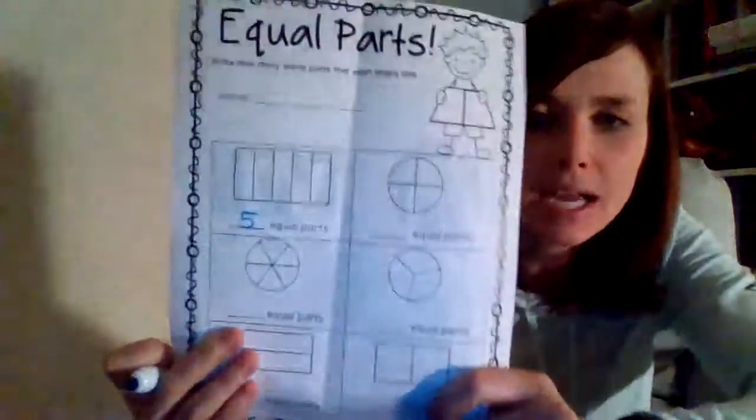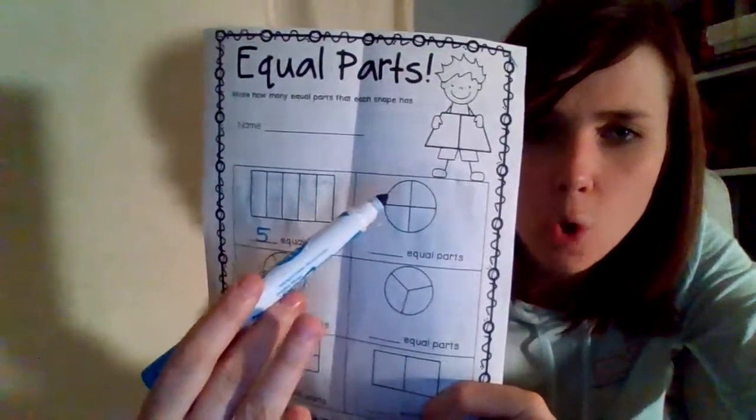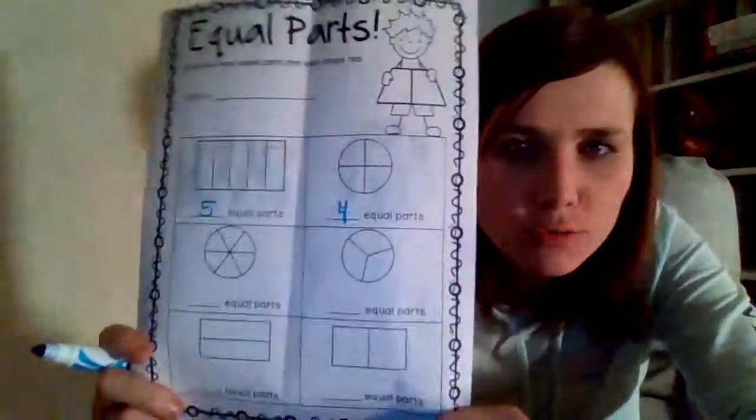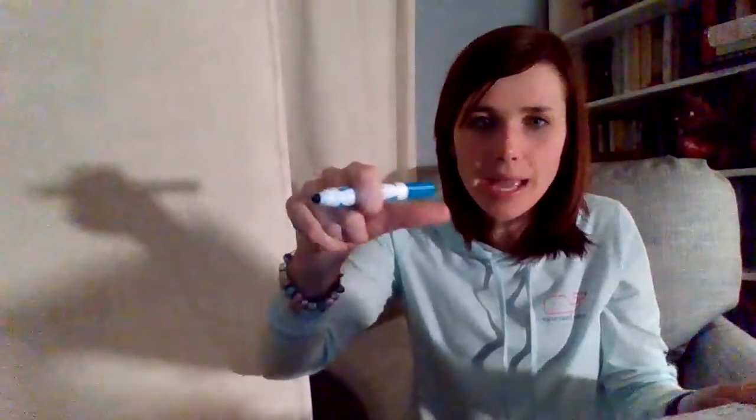So you're going to go down. We'll go to the next one. We can go across. How many equal parts does this circle have? 1, 2, 3, 4. Nice job. And you'll write 4 on the line. All right, boys and girls, how do you feel about counting equal parts? Happy? Okay, sad. Show me.